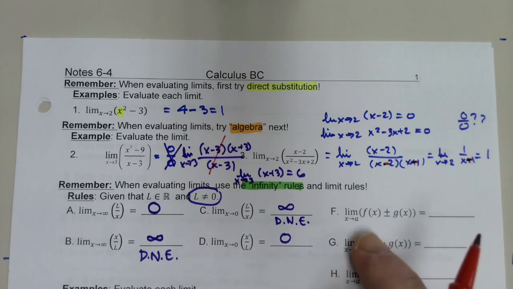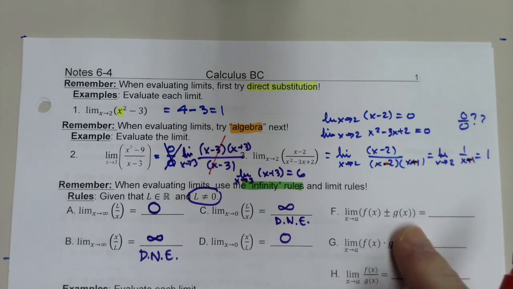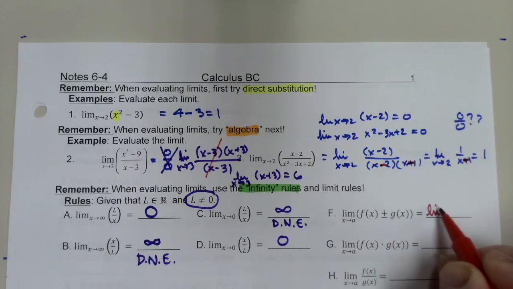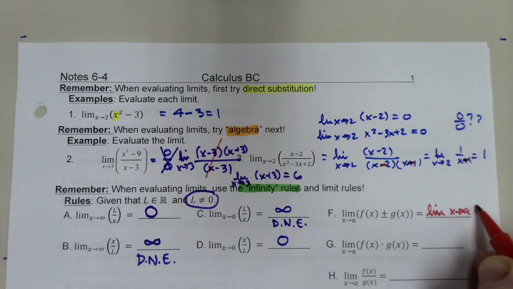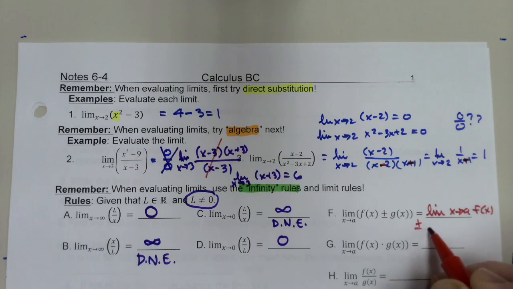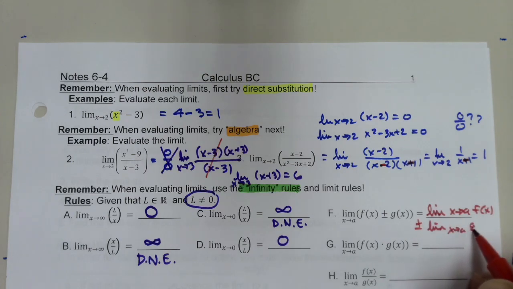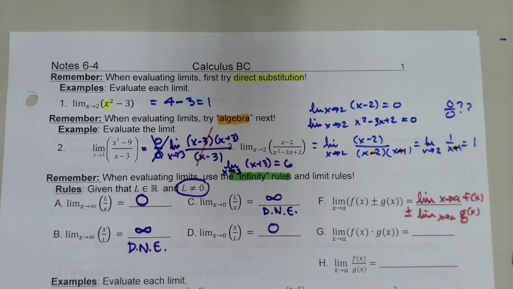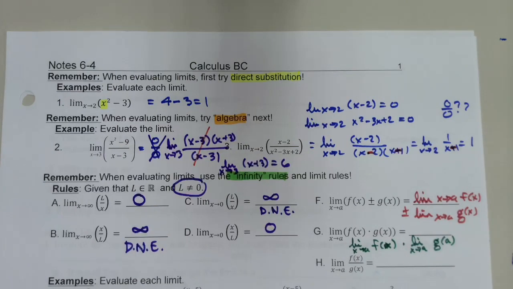First one is, what happens when we have two functions added together and we're evaluating them as x goes to infinity? Well, if it's easier for us, we can take the limit as x goes to a of f of x and then add or subtract the limit as x goes to a of g of x. Okay? We can evaluate those separately. With multiplication, same thing. We can evaluate the limit as x goes to a of f of x and then multiply that by the limit as x goes to a of g of x.